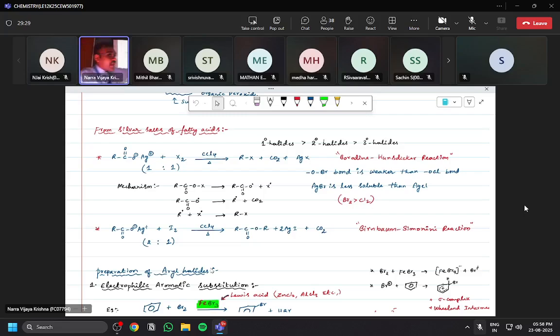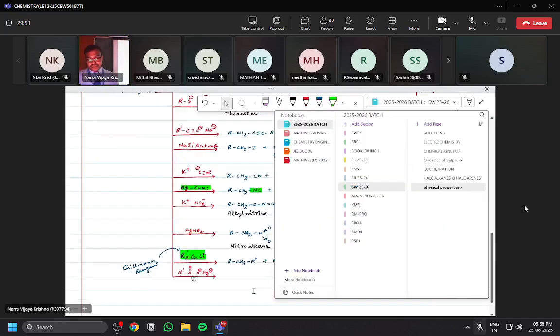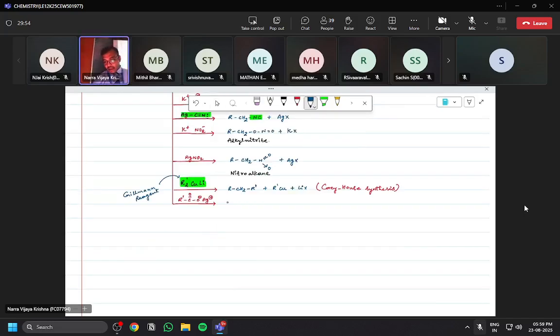First, this will form alkyl halide. Then the alkyl halide will react with the second mole of it. This must be in 2 moles, no? So when they react, first they form alkyl halide. Then the second mole will react with the alkyl halide to form ester. The name is Birnbaum-Simonini reaction, right? So the product will be RCH2, this acts as nucleophile, O CO R prime plus silver halide. Name of this reaction, Birnbaum-Simonini reaction.